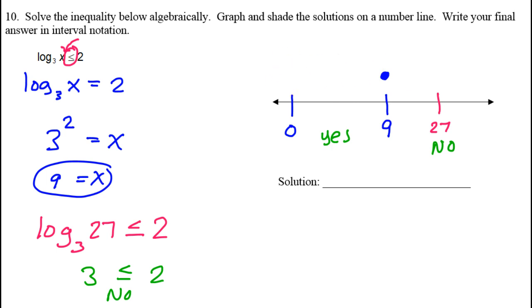So just be careful not to just go forever. We will have to stop at 0, so put an open circle there. So as far as the graph of the solution set, there you go. As far as interval notation, we're going to say from 0 to 9, parenthesis, bracket. Of course, we use parentheses because 0 is not included. See the open circle? 9 bracket, 9 is included, closed circle. And that's how you solve a simple log inequality.